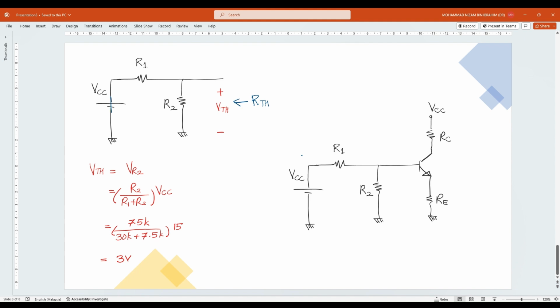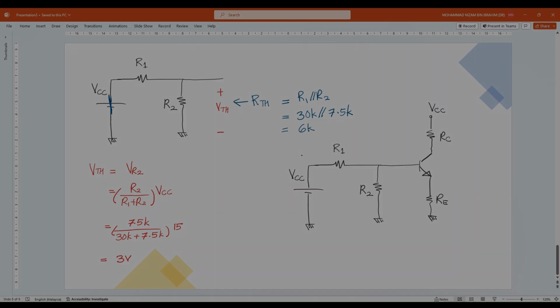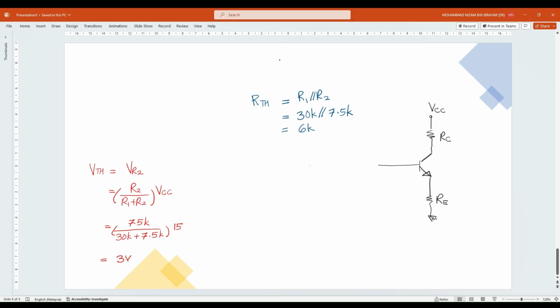To find Thevenin resistance, short the VCC. Then, R1 is in parallel with R2. Thevenin resistance is 6 kilo ohm. Next, replace the input side with the Thevenin circuit.